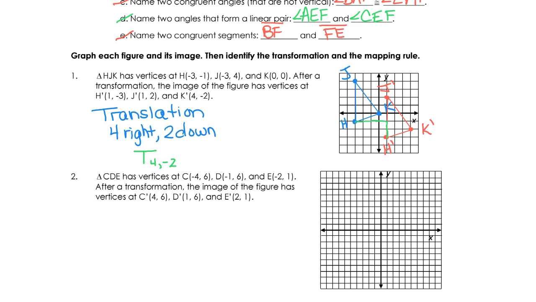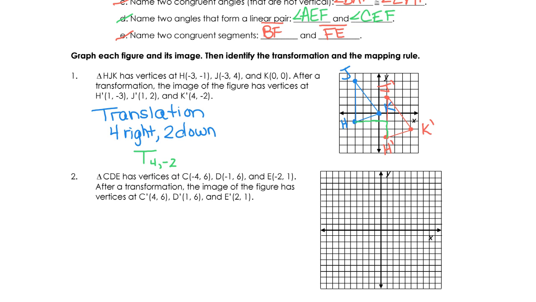That 4, comma, -2 is what they call a subscript. It's below the line of writing. Okay. And you guys can see that if you decided to do J to J prime, it's also 4 to the right, 2 down. Or K to K prime, also 4 to the right and 2 down. Okay, so translations always work like that.